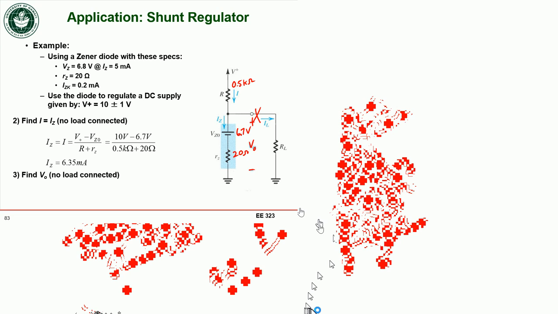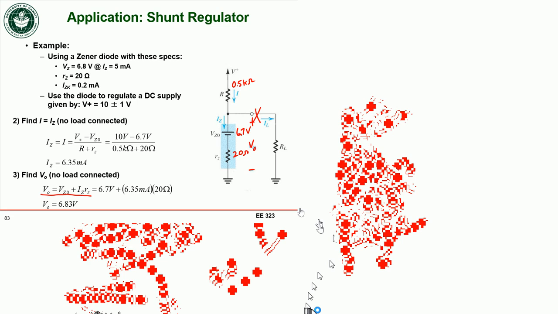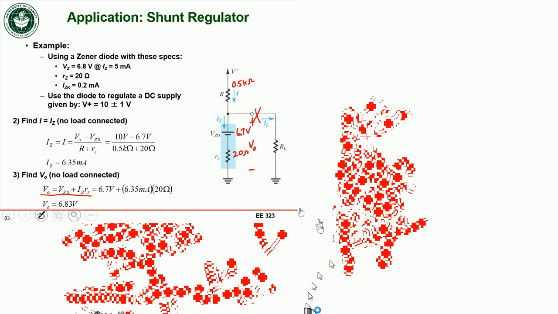Now, given this, still with no load connected, what is the voltage across the Zener diode going to be? We're going to use this equation once again. Now I know what VZ0 is, that's 6.7 volts. I know what IZ is, I just calculated it in step 2. And I know the incremental resistance was 20 ohms. So if I solve this, I will get an output voltage of 6.83 volts. That makes sense because it's close to 6.8 volts, and my current is 6.35 milliamps, which is relatively close to this 5 milliamp current. So it makes sense that the voltage across the Zener diode is about 6.8 volts.